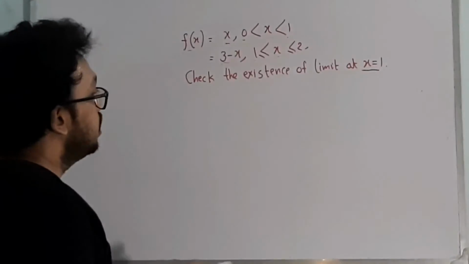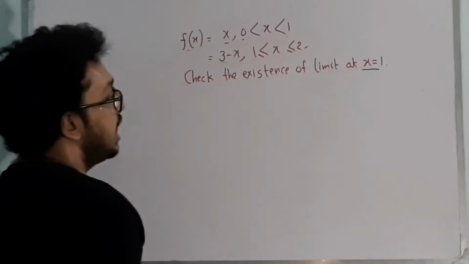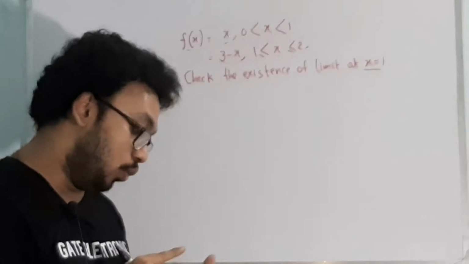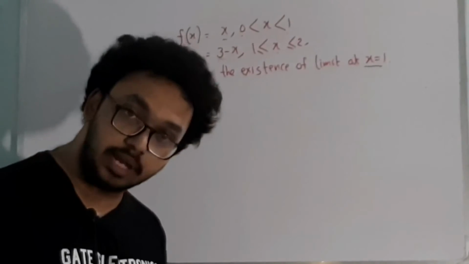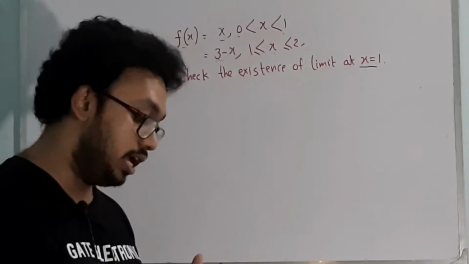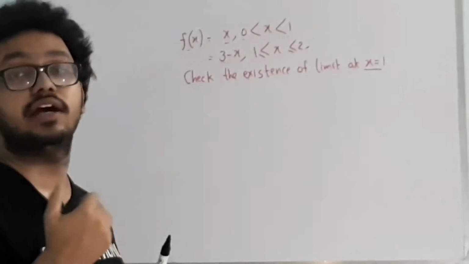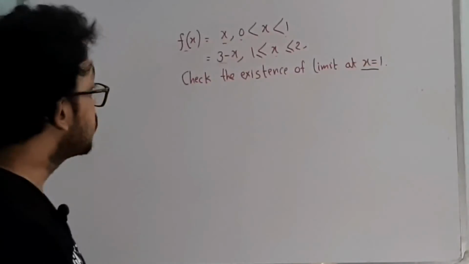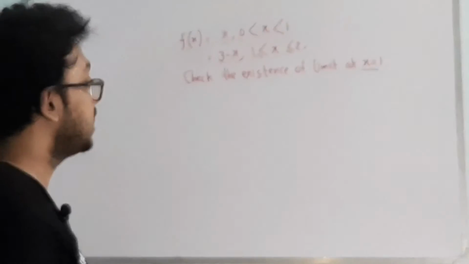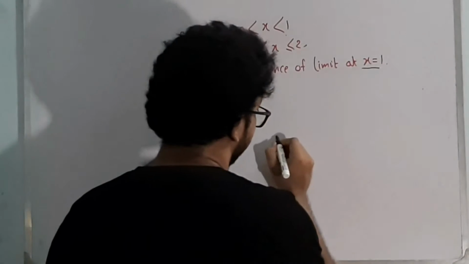Okay. Now we have been asked to check the existence of limit at x equal to 1, and we already know how to check the existence of limit. We have to first check the existence of left hand limit, then the existence of right hand limit, and then check whether the left hand limit is the same as the right hand limit or not, right? So we will first check the existence of left hand limit here. Now observe one thing.